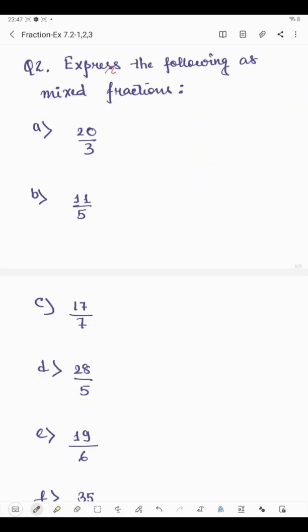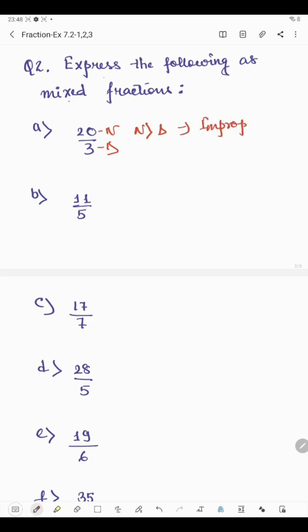Now question number 2 says, express the following as mixed fraction. Now what do you mean by mixed fraction? A whole number and a fraction combined is a mixed fraction. Here we have in the first part 20 by 3. Now we will have to express this as mixed fraction. Now this is an improper fraction. Why? Because this is the numerator and this is the denominator. Since numerator is greater than the denominator, it's an improper fraction.